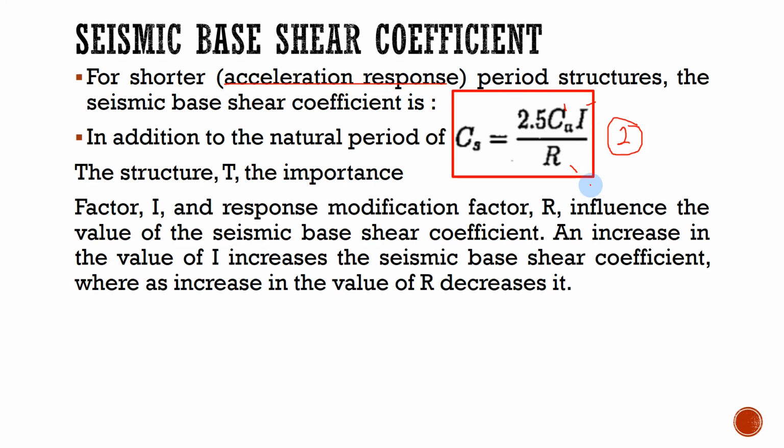In addition to the natural period of the structure T, the importance factor I and the response modification factor R influence the value of the seismic base shear coefficient. So an increase in I increases the seismic base shear coefficient, whereas an increase in the value of R decreases it. Pasabot, your CS is directly proportional to I. If mag-increase ang I, mag-increase ang CS because they are directly proportional to each other. Ang R is inversely proportional to CS. So this only means na kung mag-increase ang R, mababa ang CS, kay inverse man ang effect.